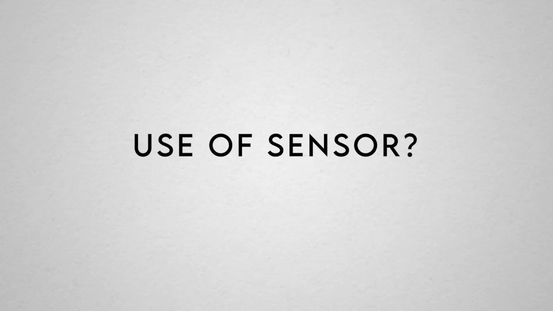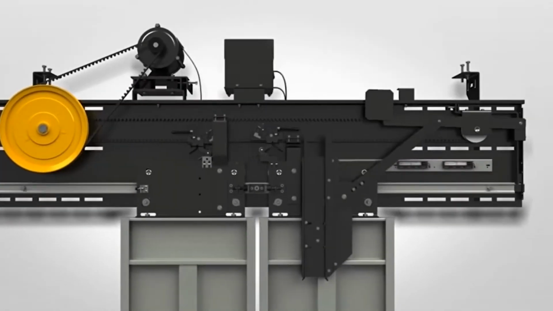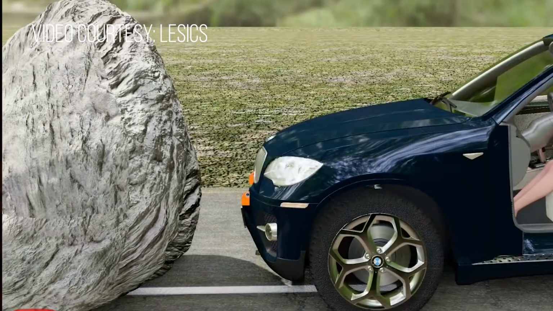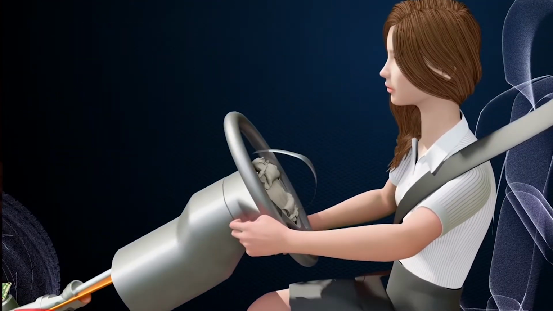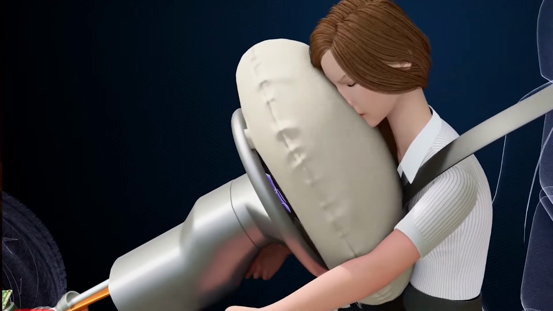Let's see some examples in the real world. Nowadays, sensors are everywhere. If we go in a lift, there is a sensor between the doors. If you put your hand in, it will automatically open. And there are sensors in the car. If the car hits anything, it will automatically blow the airbag. That means there is a sensor in front of the car.